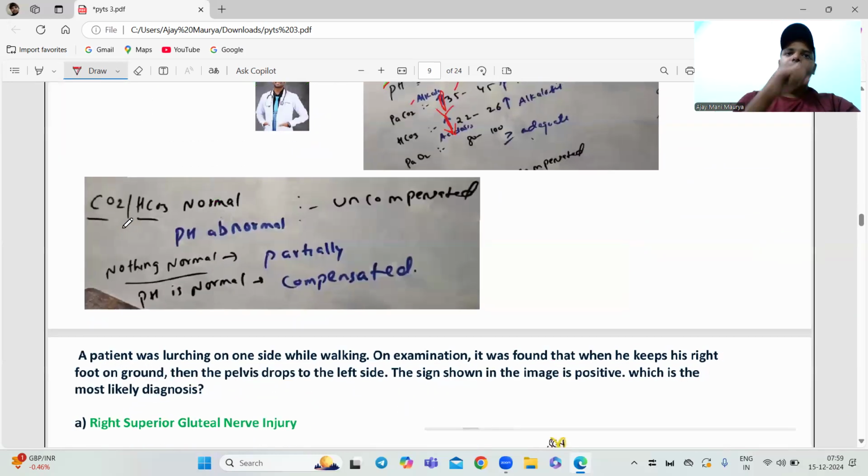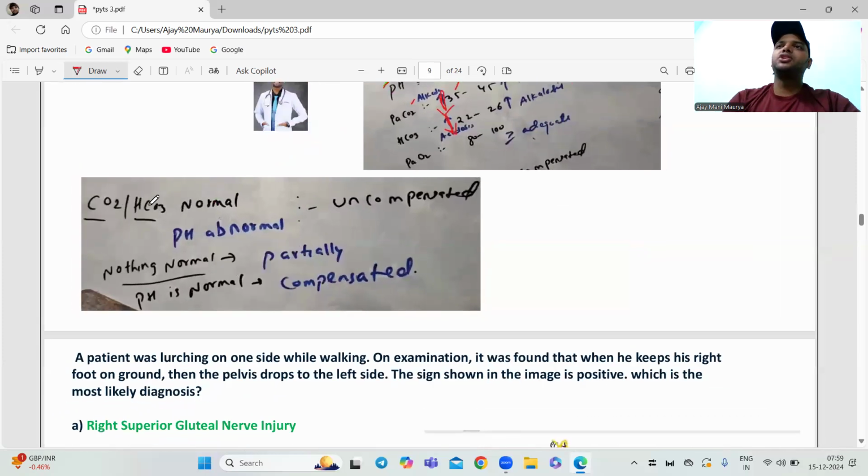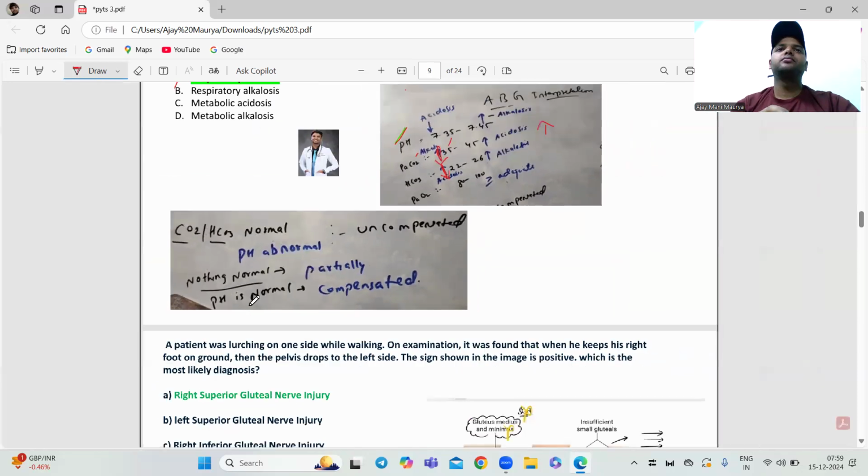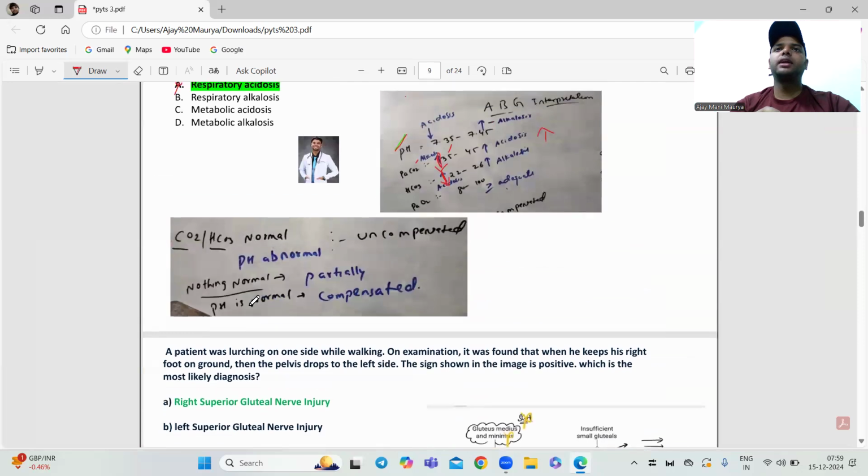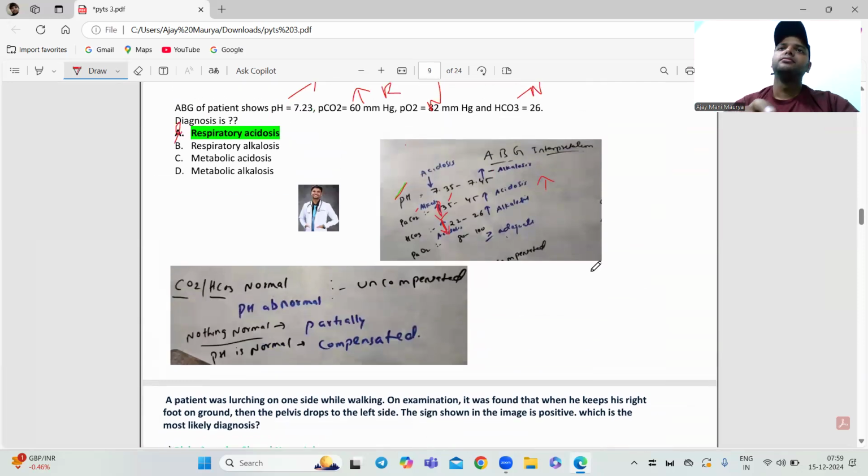See here, there is one mnemonic. If the partial pressure of carbon dioxide and the bicarbonate are normal, and only pH is abnormal, then it is the case of uncompensated. If nothing is normal, then it is partially compensated. If only pH is normal, then it is fully compensated. Okay, I think no more confusion here.